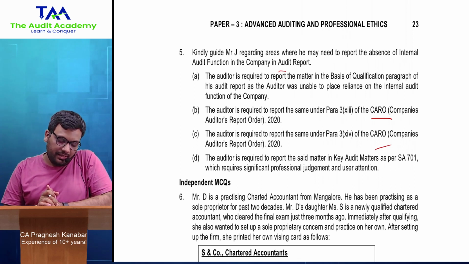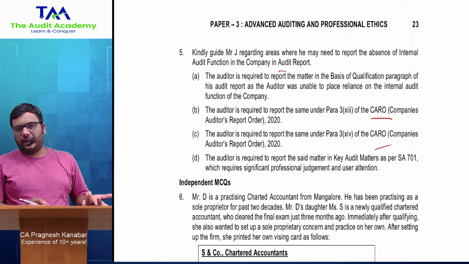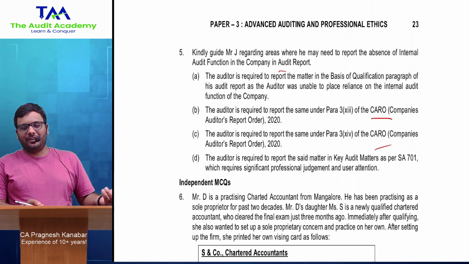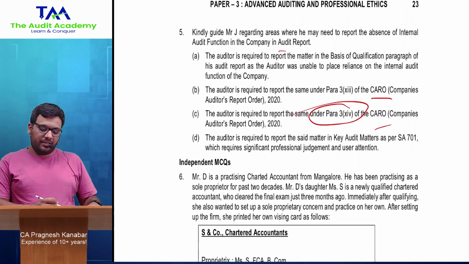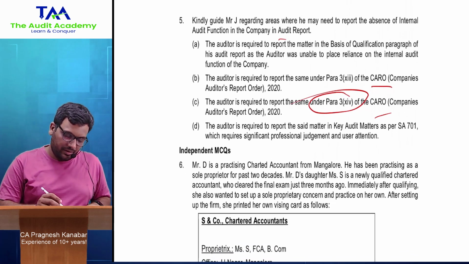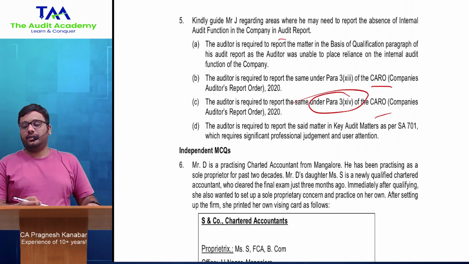Kindly guide Mr. J regarding areas where he may need to report the absence of internal audit function. Now because I know it by heart, I can say it. Otherwise this purely depends upon the memory power. All right, so clause 14 under paragraph 3, where you will report about internal audit.